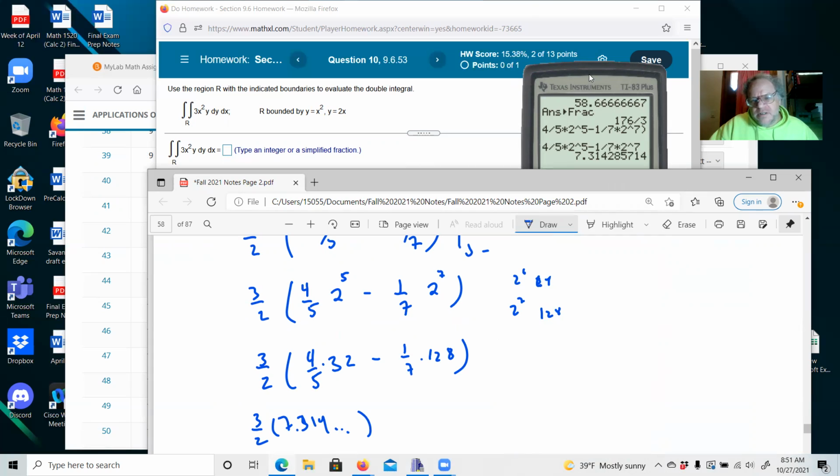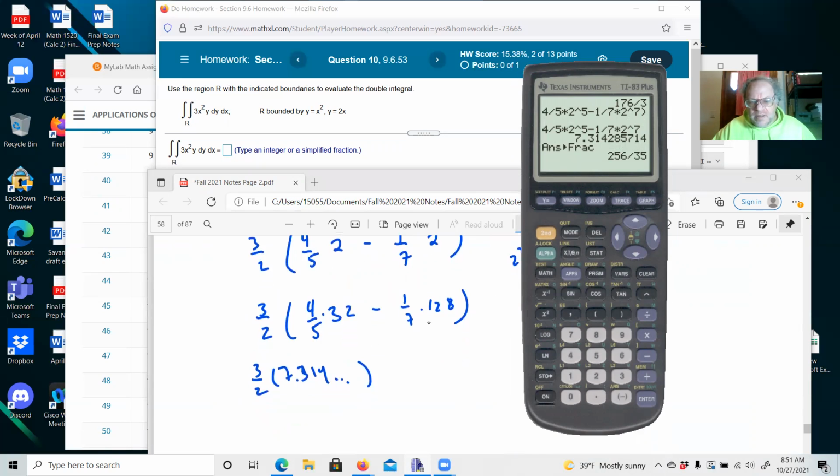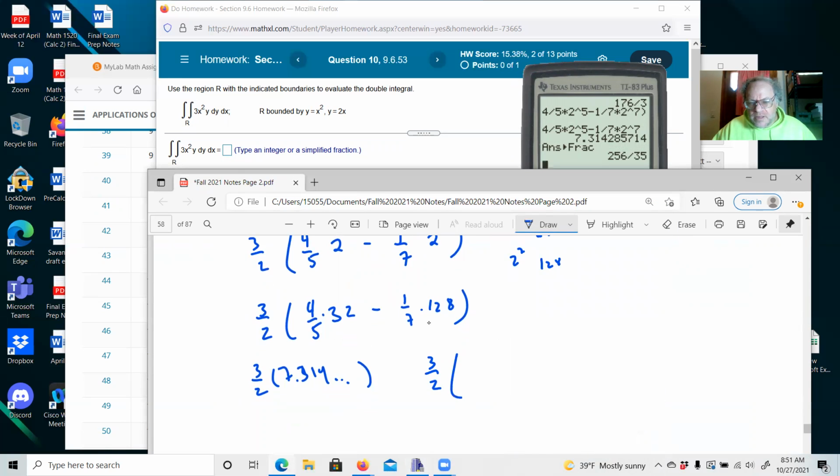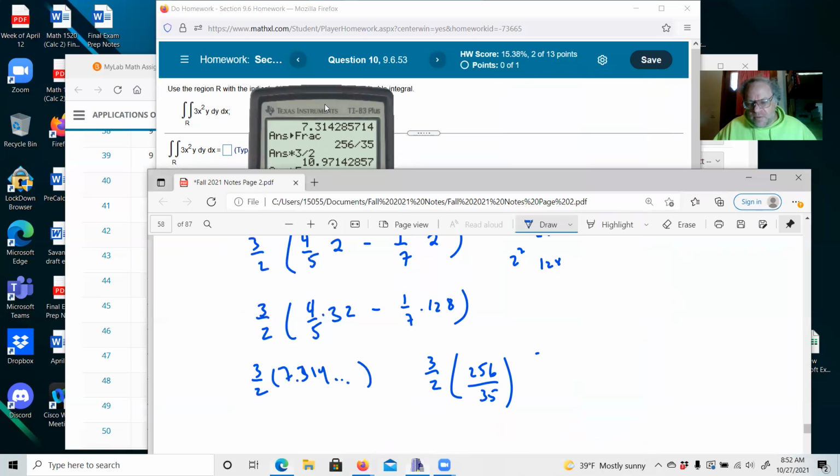Again, they're going to want it as a fraction. So if you did it this way rather than do it the long way, you're going to go to math, frac, enter. So the 256 over 35. Okay, so we have 3/2 times 256 over 35. Let's see if it keeps it as a fraction. That didn't. Math, frac, boom. Okay, 384 over 35.